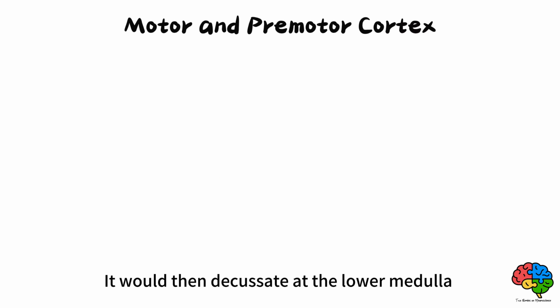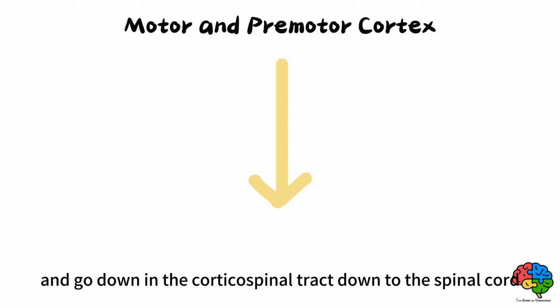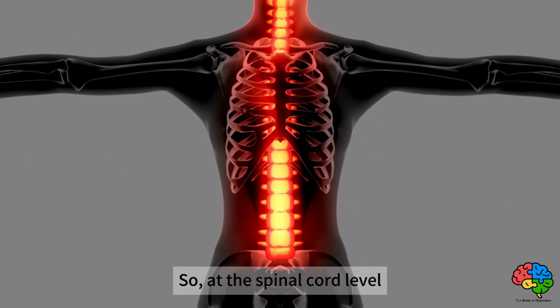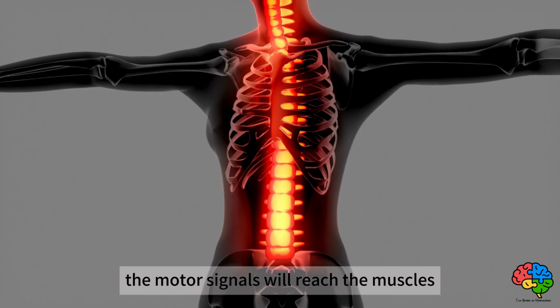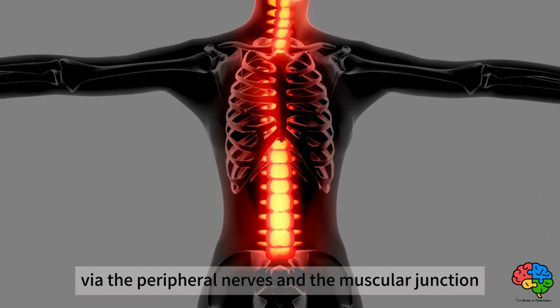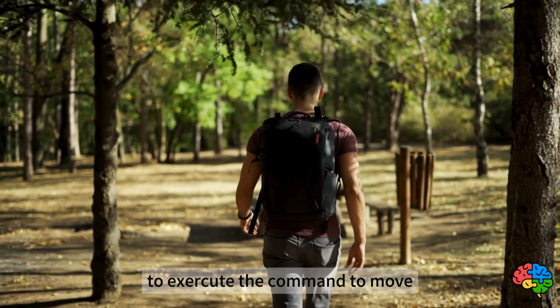So it would then decussate at the lower medulla and go down, traveling in the lateral corticospinal tract down to the spinal cord. So at the spinal cord level, the motor signals will reach the skeletal muscle via the peripheral nerves and the neuromuscular junction to effect the command to move.